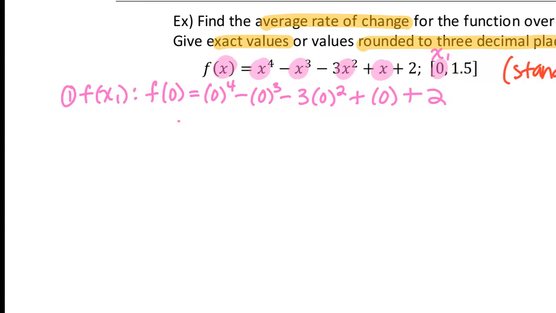And because that one is 0, you can just do that one mentally. What's 0 times 0 times 0 times 0? 0. Minus 0 times 0 times 0? And 0 times 0 times negative 3? 0 plus 0. So all of this is 0 plus 2. That's going to give us 2. So this is f of x1. That's all just going to be 2 right there because the whole beginning part ends up just going away. And again, I know I'm going to need this value, so I'm going to highlight that one.